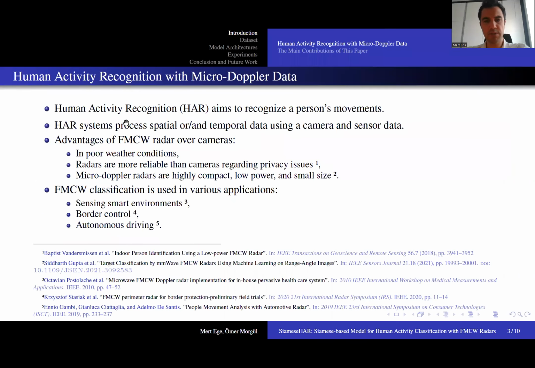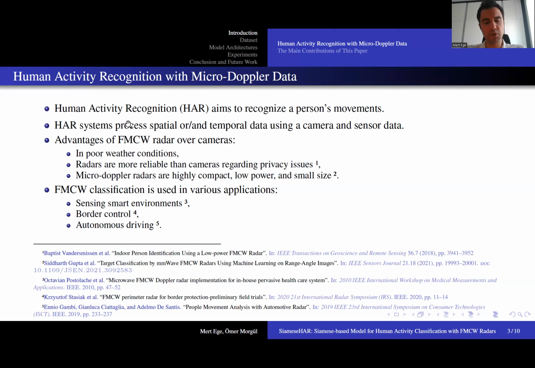Human activity recognition tries to recognize the movements of a person, and human activity recognition systems process spatial or temporal data using a camera or sensor data. There are some advantages of FMCW radar over cameras. Firstly, FMCW radar is better than camera in poor weather conditions like foggy and rainy. Secondly, FMCW radars are more reliable than cameras in terms of price issues. And also, microdoppler radars are highly compact, low power, small size, and very cheap.